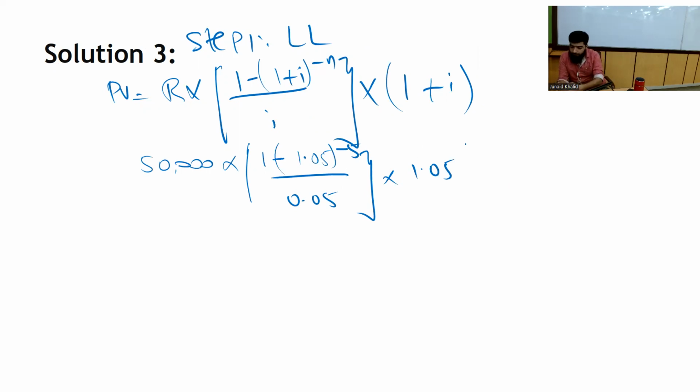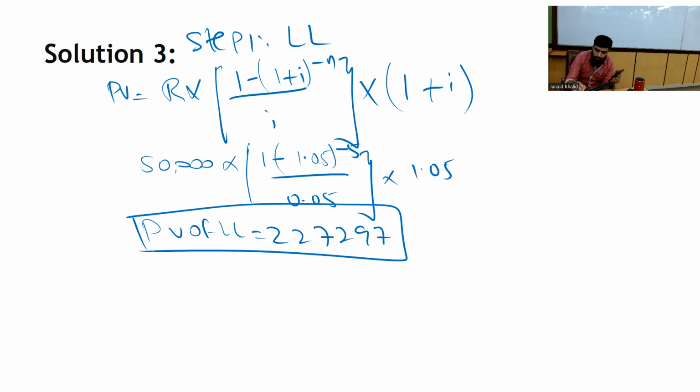So 50,000 multiplied by bracket open, fraction, numerator 1 minus 1.05 to the power minus 5, denominator 0.05, bracket close, multiplied by 1.05. And the answer, the present value of the lease liability, is 227,297. Okay, now one more thing: that is the present value of all lease payments.